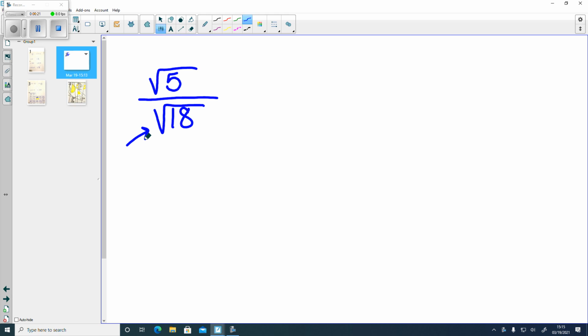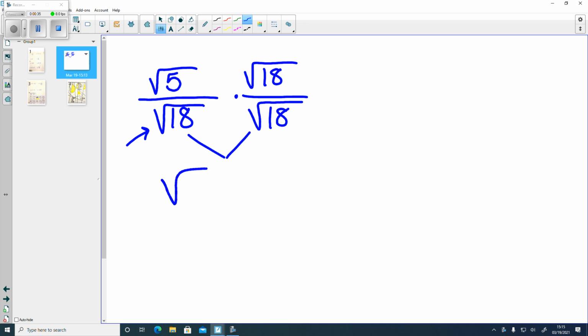So what you do is you will multiply both the top and the bottom by the denominator. And in this case, that's square root of 18. What this does is it gives you the square root of 18 times the square root of 18, which really is just 18 squared inside of the square root. What happens is that squared and that square root are going to cancel, and so you're left with just 18.